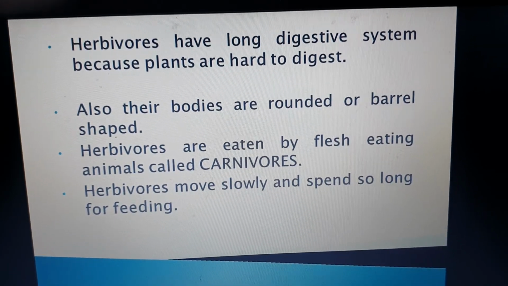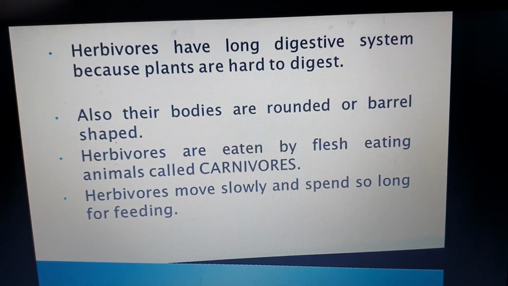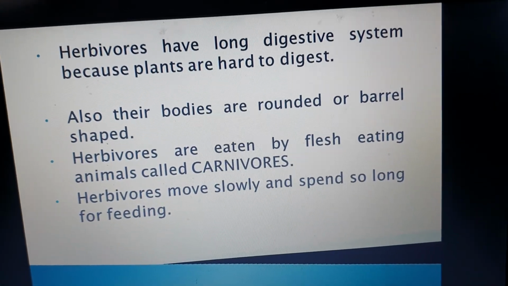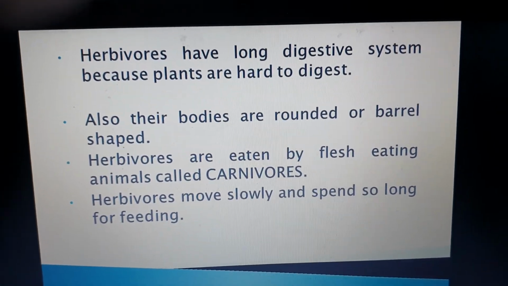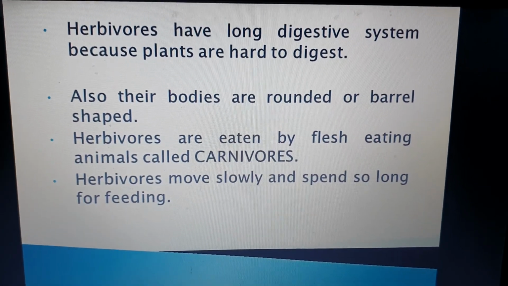And herbivores move very slowly, and they spend so much time feeding. Like I told you, they have to chew the plants, and plants are very hard to digest. The stems and leaves of the plants are very hard to digest, so they take a long time for digesting and feeding on those plants.